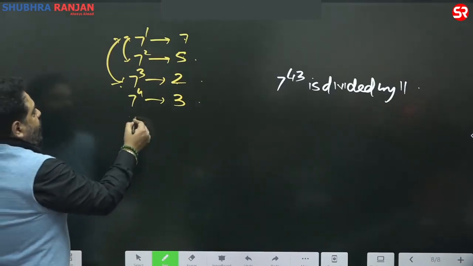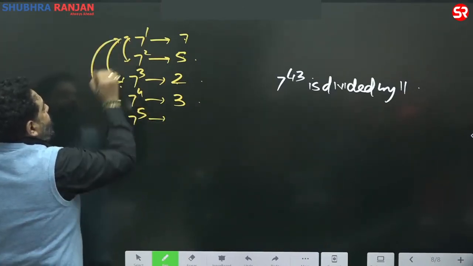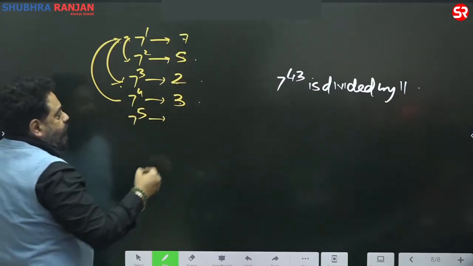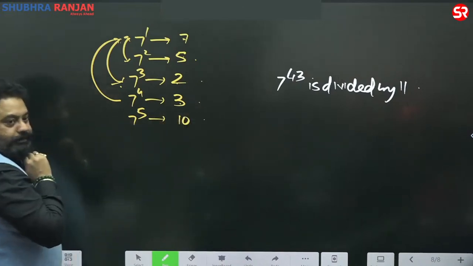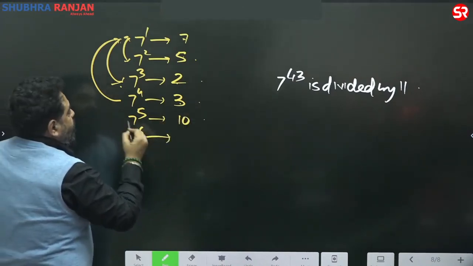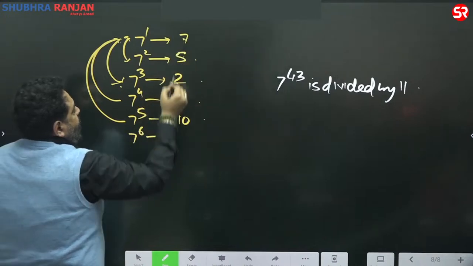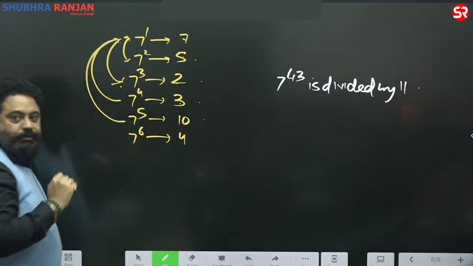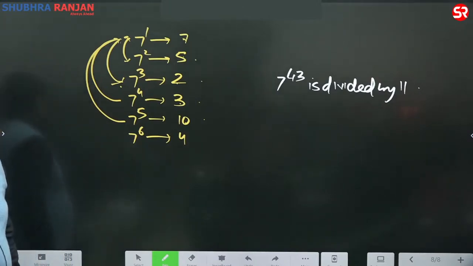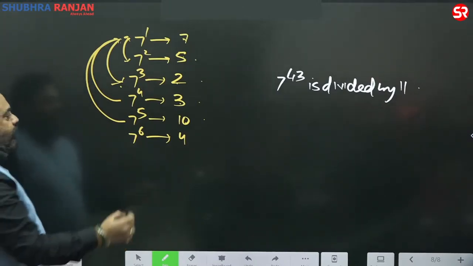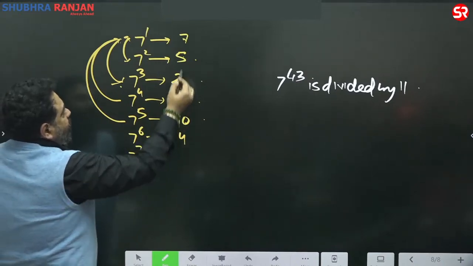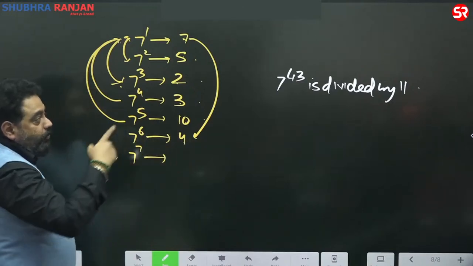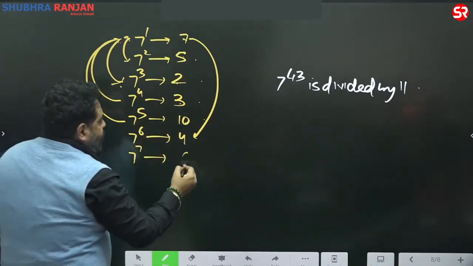Then 7 to the power 5 gives you 7 to the power 1 into 7 to the power 4. This into this is 21. 21 when divided by 11 gives you 10. 7 to the power 6 is what? Sir, this into this. 7 into 10, 70. 70 when divided by 11 gives you 4. Right? 7 to the power 7 is what? Sir, 7 to the power 1 into 7 to the power 6. This into this is 28. 28 when divided by 11, remainder is 6.